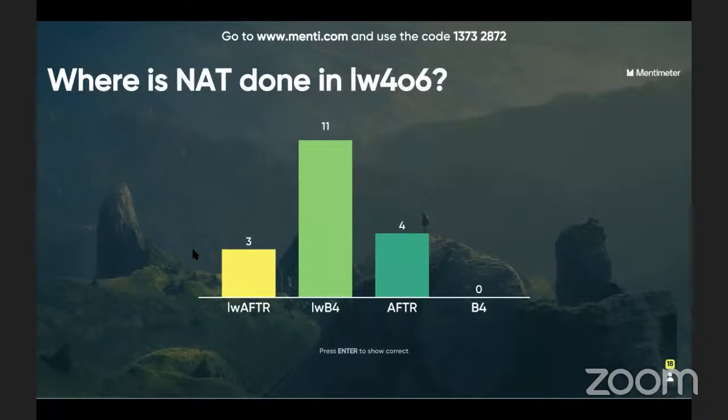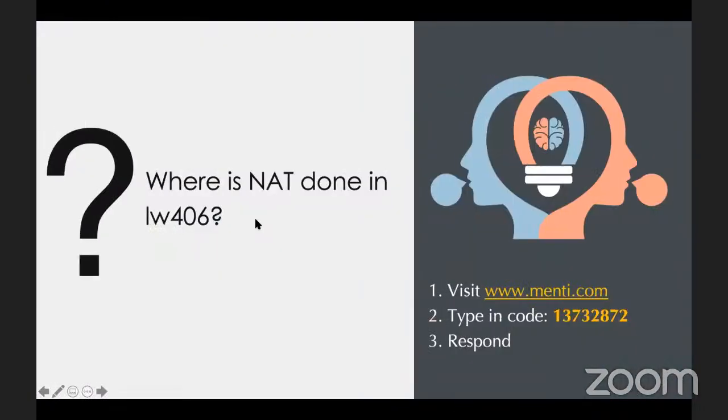So this is going to prove if indeed we've been listening, at least, to what we've been talking about with Jody. We need to see more people with the right answer, but I think that's good so far. So the answer is the lightweight B4, right? That's where NAT is done in lightweight 4over6. We're going to share the slides and recommended RFCs, and you can look at more details on these transition techniques. So thank you for your participation.